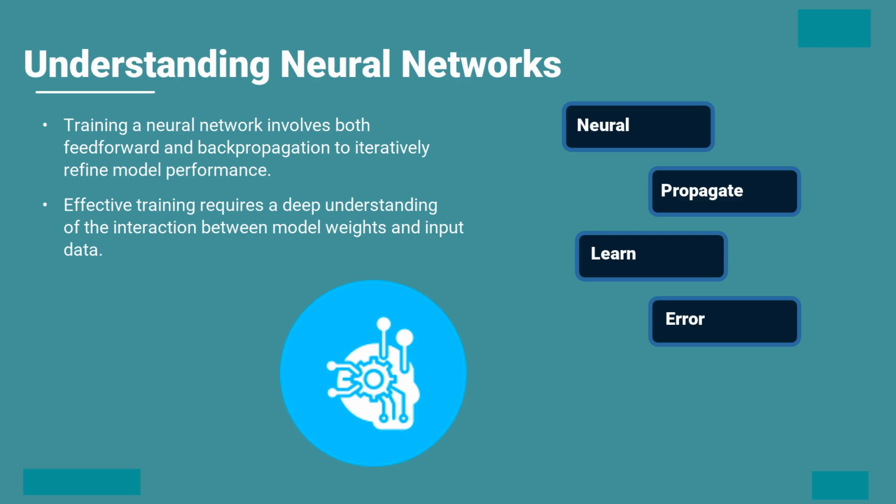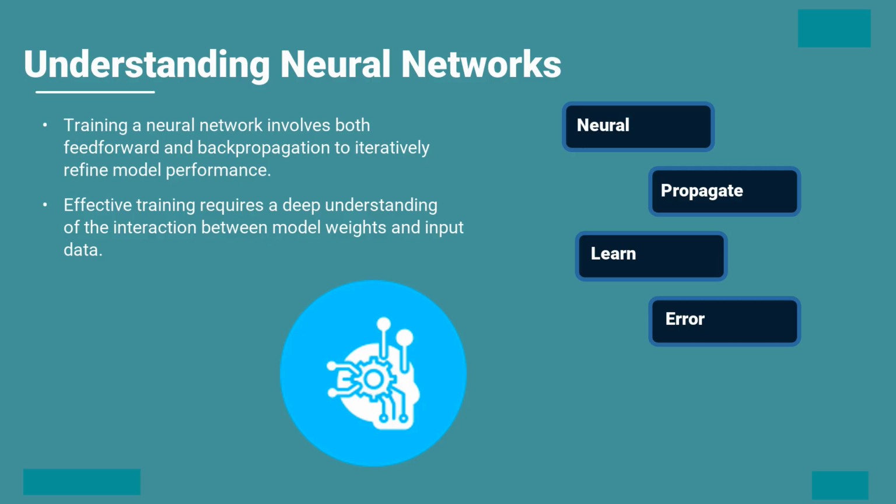So let's break it down step by step, starting with feed-forward propagation, which is essentially how our input data makes its way through the network. Imagine we're feeding data in, layer by layer, and this produces an output. Now, this output isn't perfect, right? And that's where backpropagation comes in. It's like the network's way of learning from its mistakes. By calculating the error and pushing that information back through the network, it helps adjust the weights to improve performance.